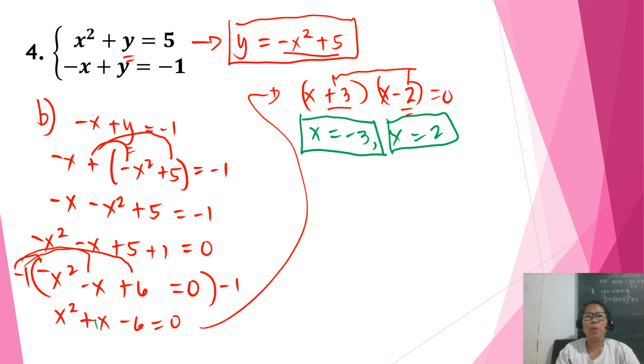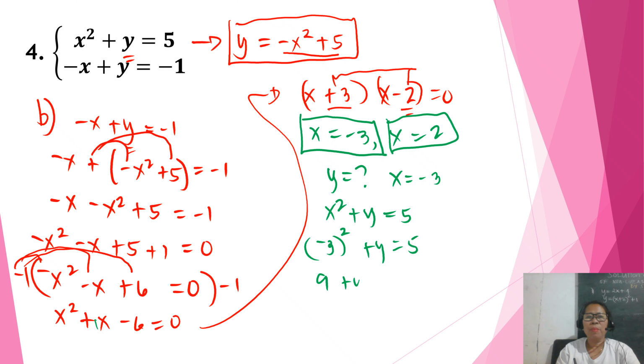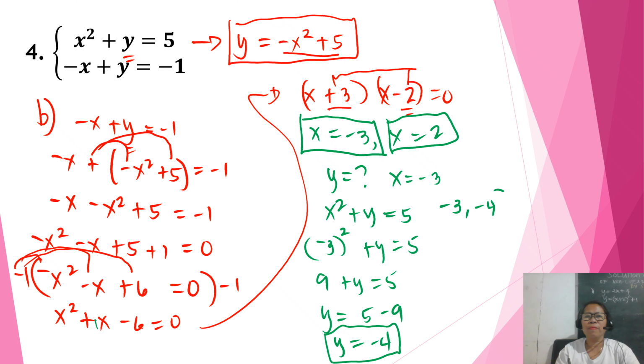So in getting the value of y, if x is equal to negative 3, we will use the first equation. Anyway, we are already aware that any of the equation will be possible in solving the other numerical value. So x squared plus y is equal to 5. If x is equal to negative 3, so negative 3 squared plus y is equal to 5. That will be 9 plus y is equal to 5. So y is equal to 5 minus 9. So the y is equal to negative 4. So for a solution, we have negative 3 and negative 4.